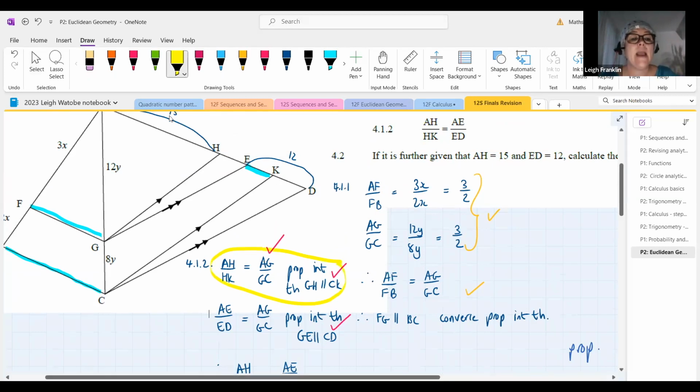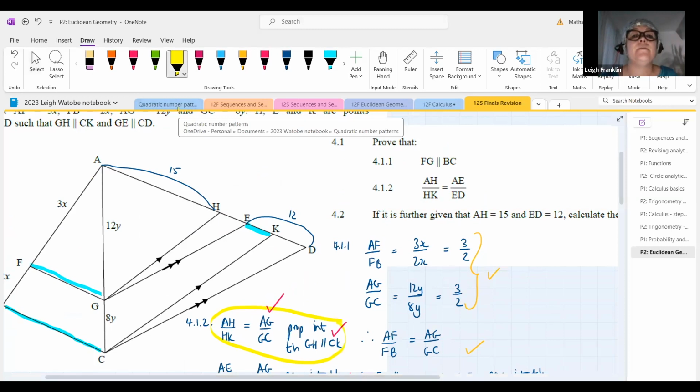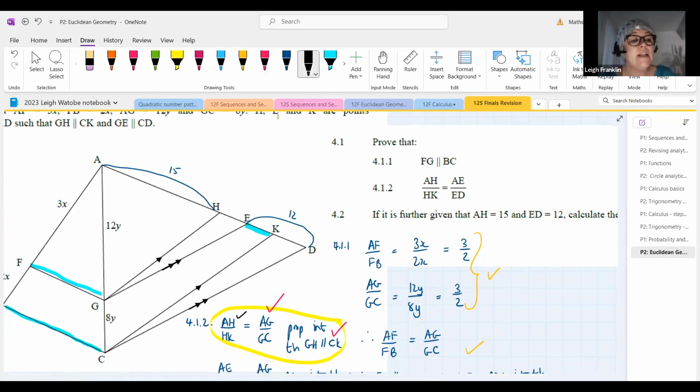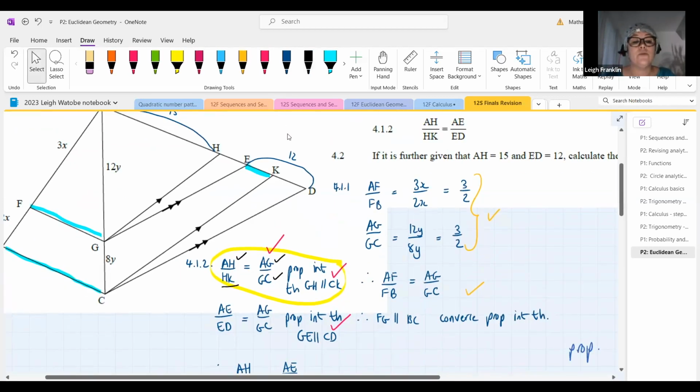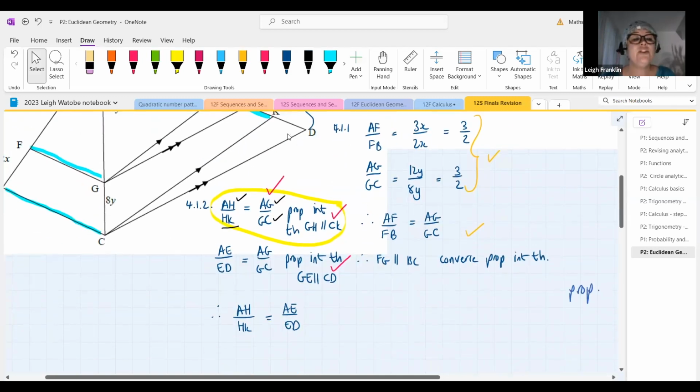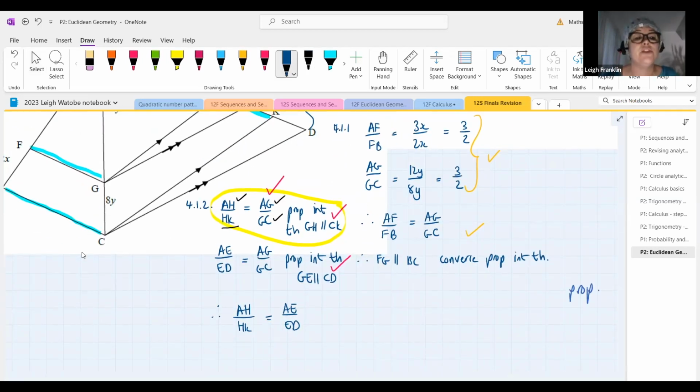So we know what AH is. We know that it's 15. So we've got this. We know what AG is. It's 12y. And we know that GC is equal to 8y. So that means that we can work out what HK is equal to. All right, so that's fine, Shisana. Let's start there. I like your suggestion.